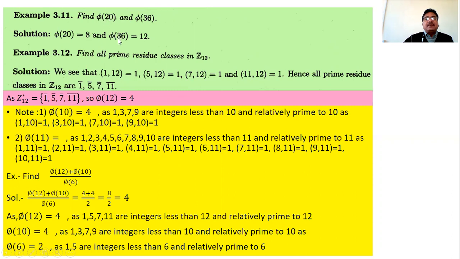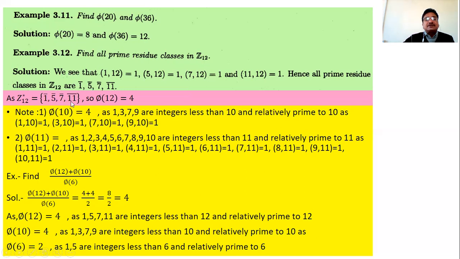Similarly, find phi 36. Or we can find phi 20 by another method. That is, first write Z20. Z20 is what? 0 bar, 1 bar up to 19 bar. And then find Z20 star. Okay, find all prime residue classes in Z12. That is, we have to find Z12 star. So what is Z12 star?